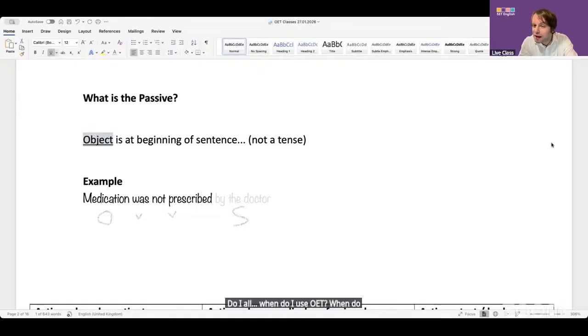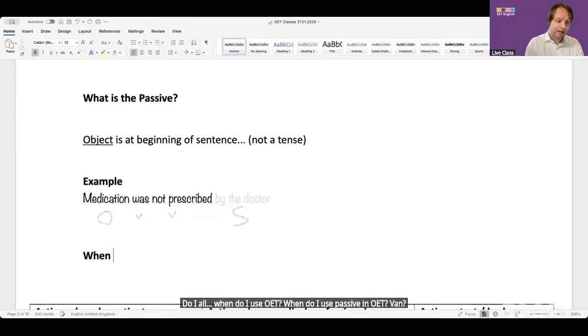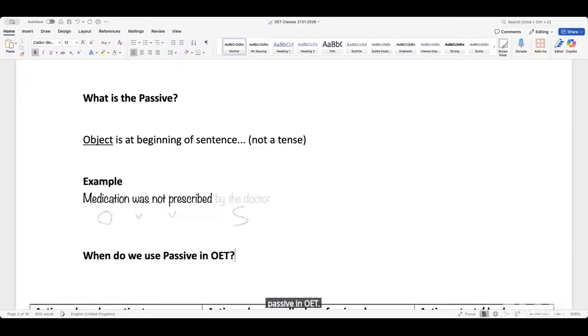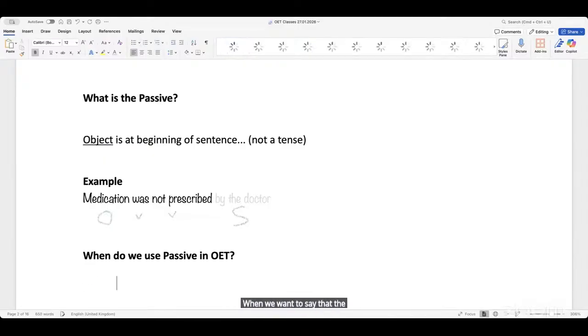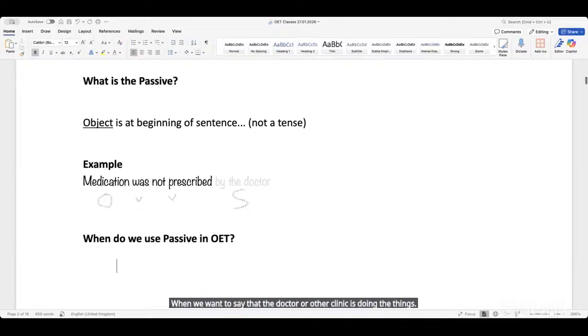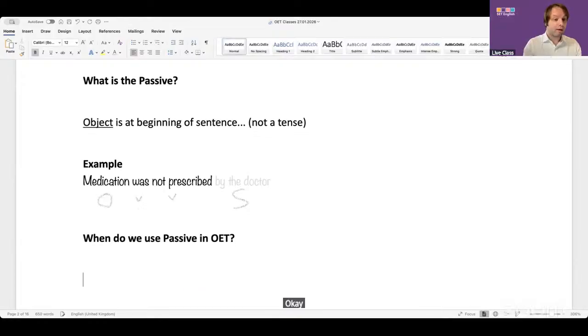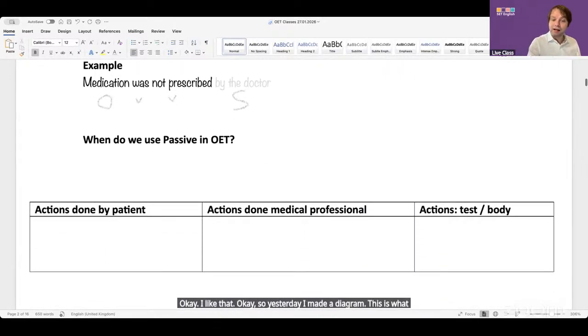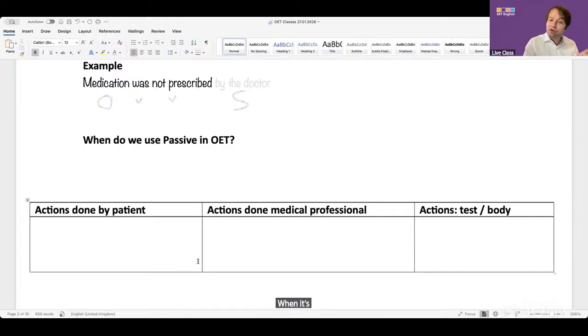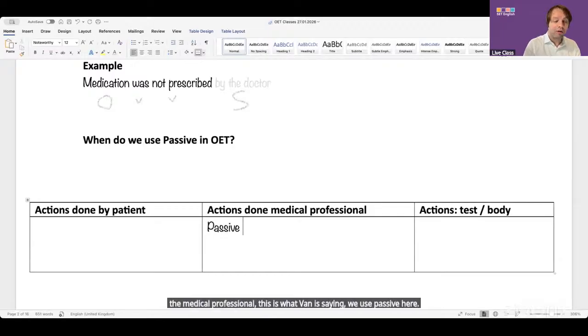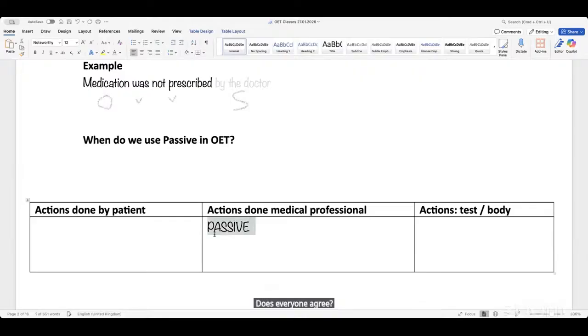Van, what did I say yesterday? When do we use passive in OET? When we want to say that the doctor or the clinic is doing the things, so not patient's. Okay. Not patient. I like that. Okay, so yesterday I made a diagram. This is what he's saying, right? When it's actions done by the medical professional, this is what Van is saying, we use passive here. Does everyone agree? Yes.